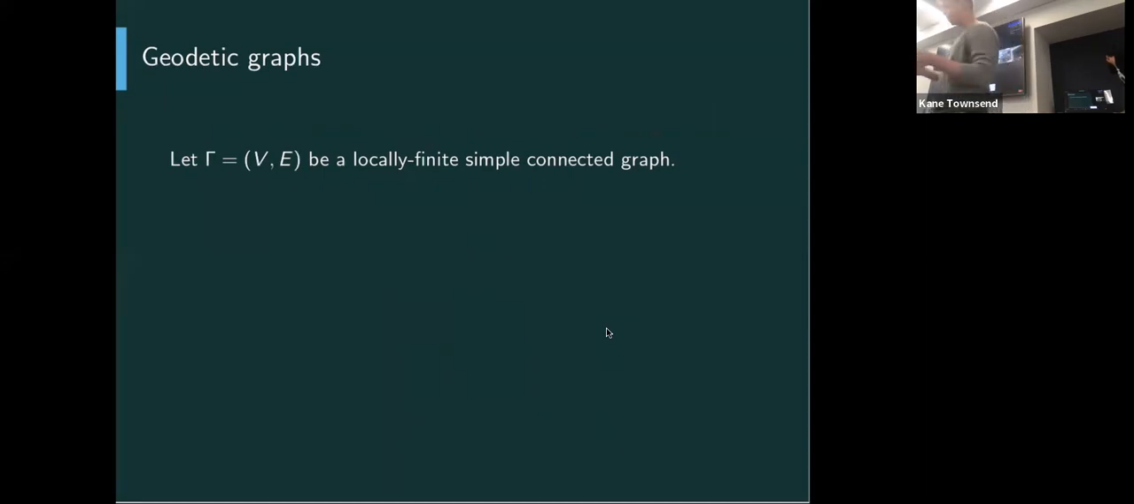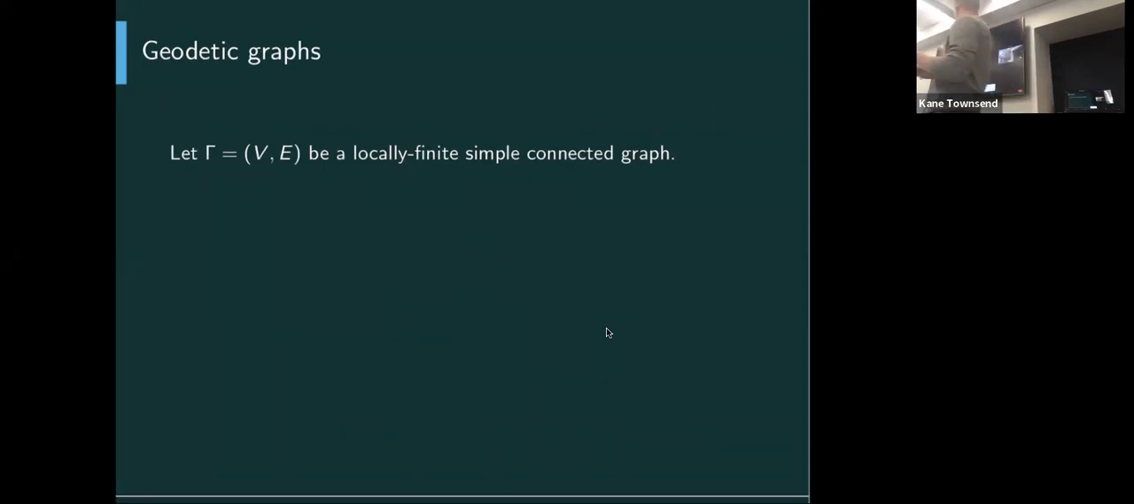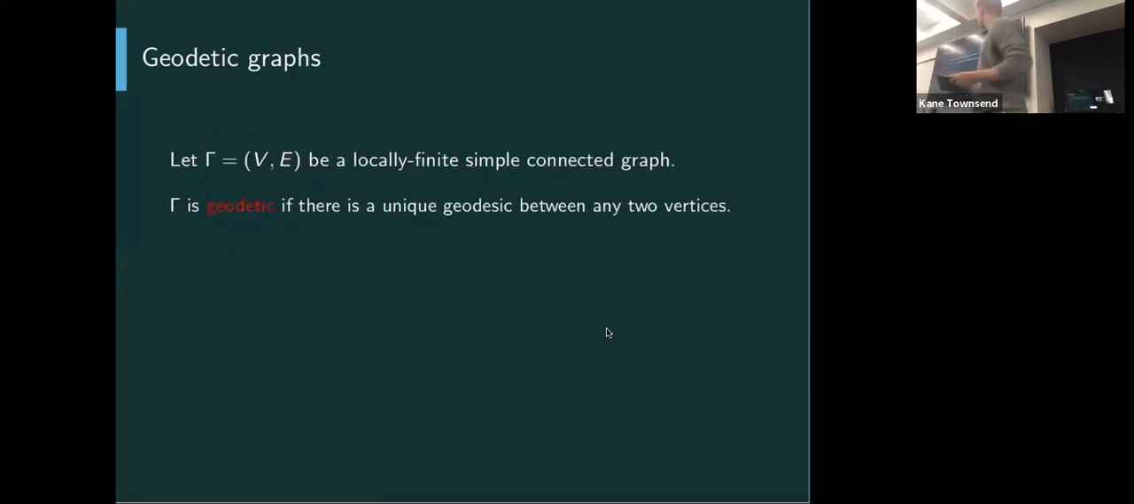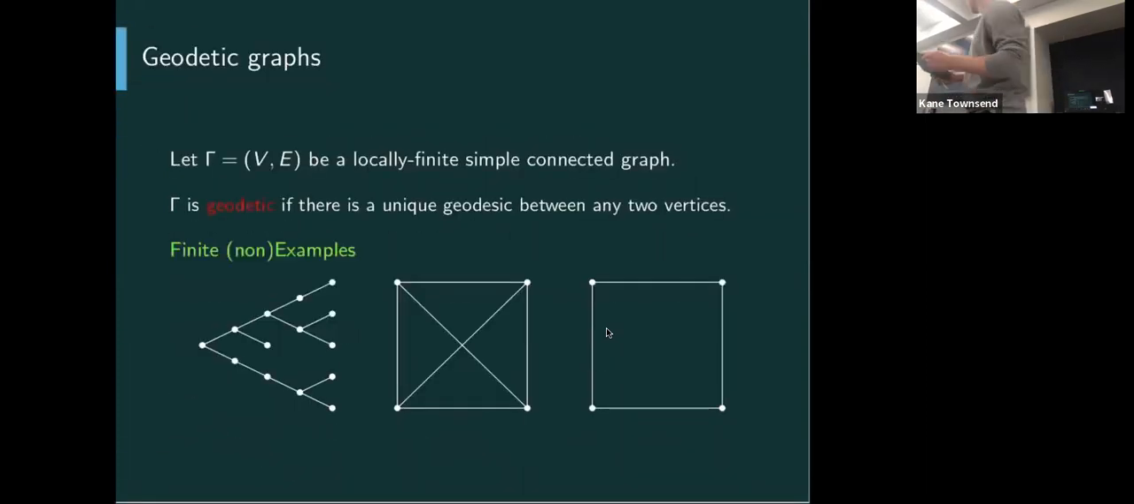We're going to say gamma is geodetic if there are unique geodesics between two vertices. So some examples: any sort of tree is going to be geodetic, and a complete graph with 4 vertices is also geodetic, and then a non-example is a cyclic graph with an even number of vertices.